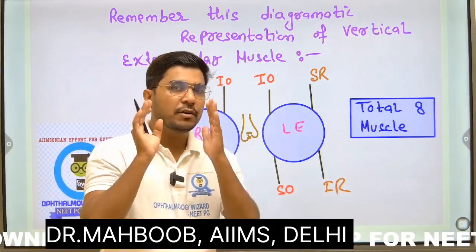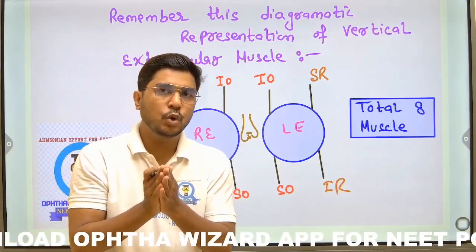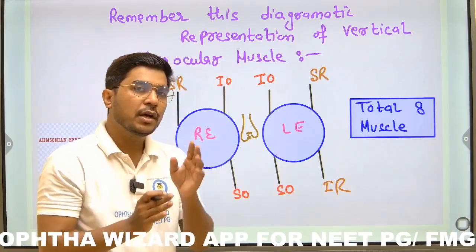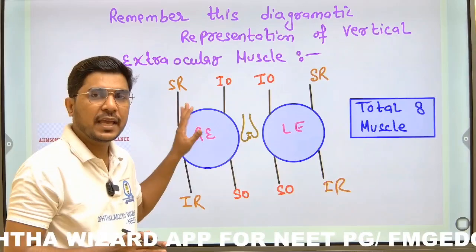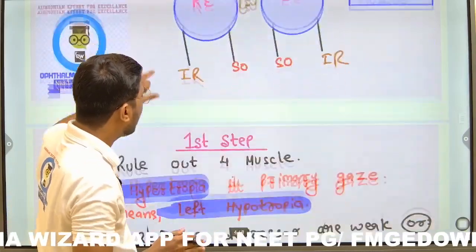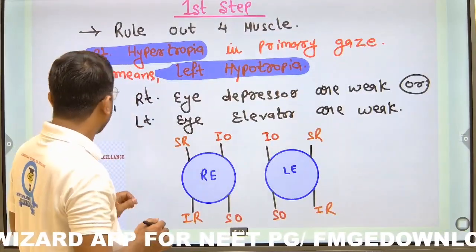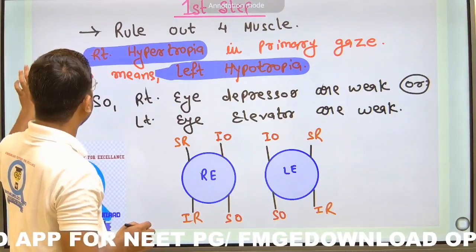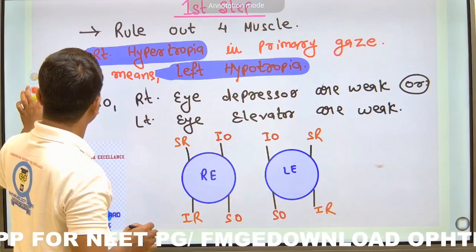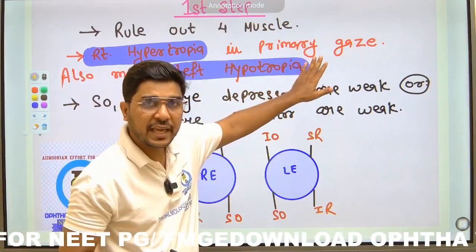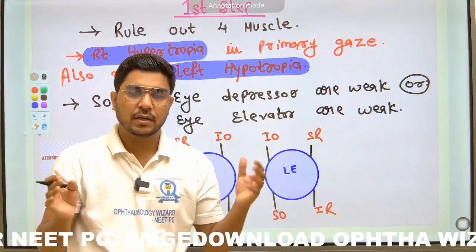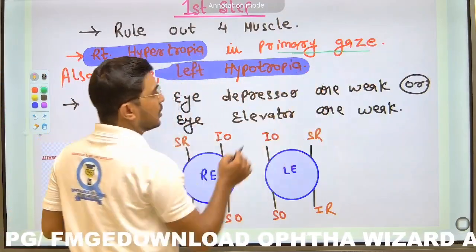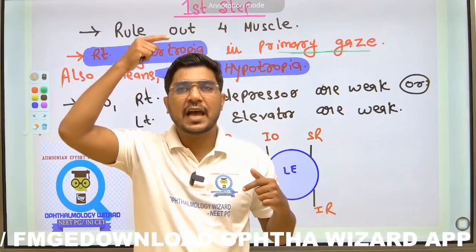Now the first step: we will rule out 4 muscles among these 8 muscles. For this we have to see which eye is hypertropic in primary gaze. So the right eye is hypertropic in the primary gaze.